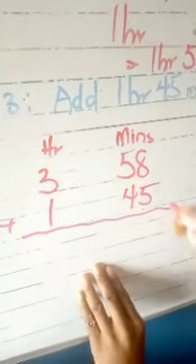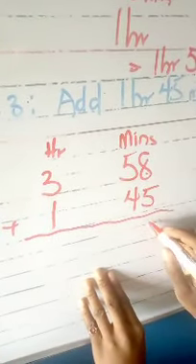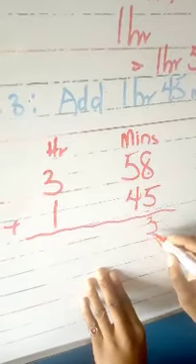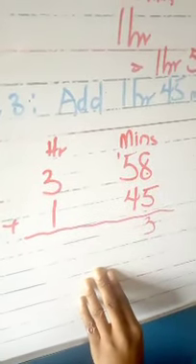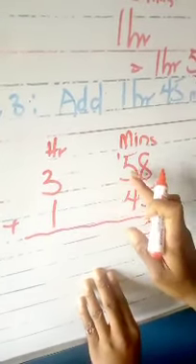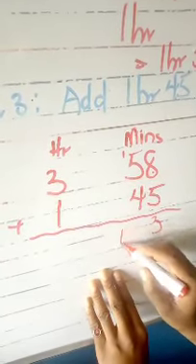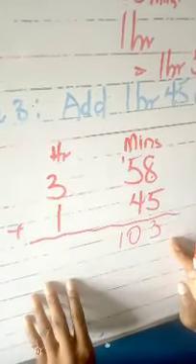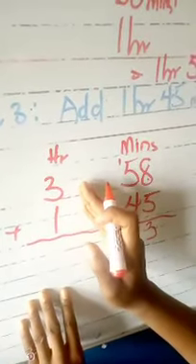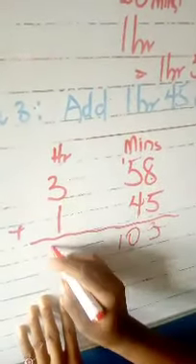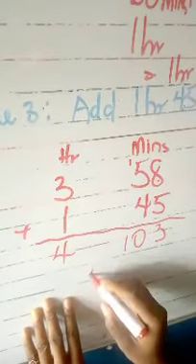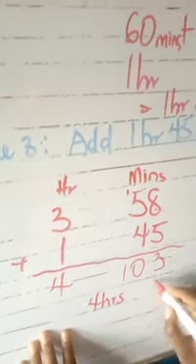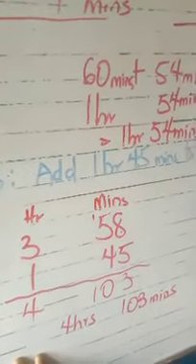So the next thing is to do what? To add. So I have 8 plus 5 to give me what? 13. I will not write my 13. I will write 3 and then carry 1. I have 1 plus 5 plus 4. And that will give me what? 10. So on the minutes, I have 103 what? Minutes. Then on the hour, what do I have? 3 plus 1 will give me what? 4. So I have a total of what? 4 hours, 103 what? Minutes. Did you get that? Good.